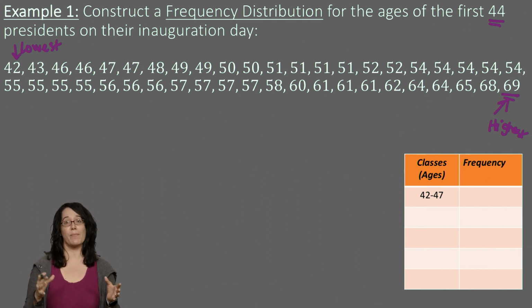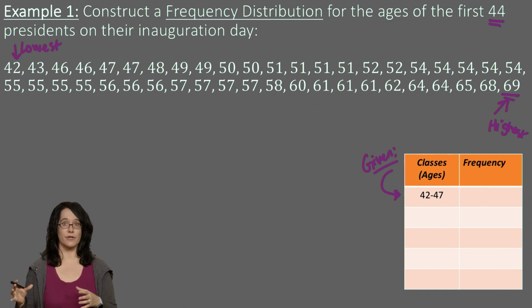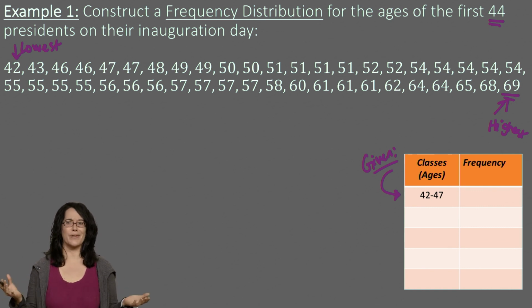So once you know how many classes you want, from there it shouldn't be too difficult to figure out the class width, okay? But in this case, they've actually given me that class width because they've told me that I want to start with the first class. This was given that your first class contains the ages of 42 to 47. So right away you might think, how do I know the class width?